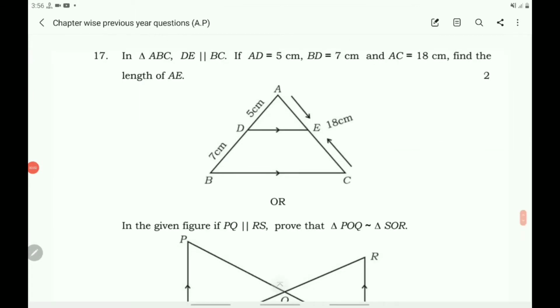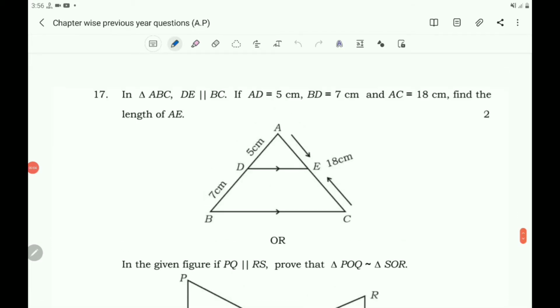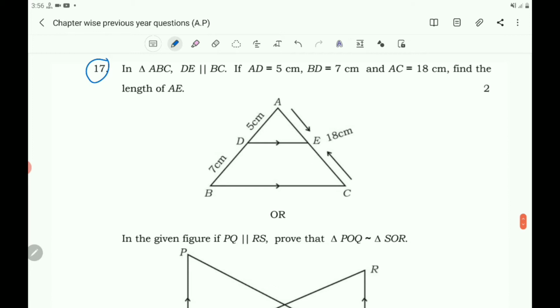Now the 17th question. What is that question? In triangle ABC, DE parallel to BC, if AD equals 5 cm, BD equals 7 cm and AC equals 18 cm, find the length of AE.